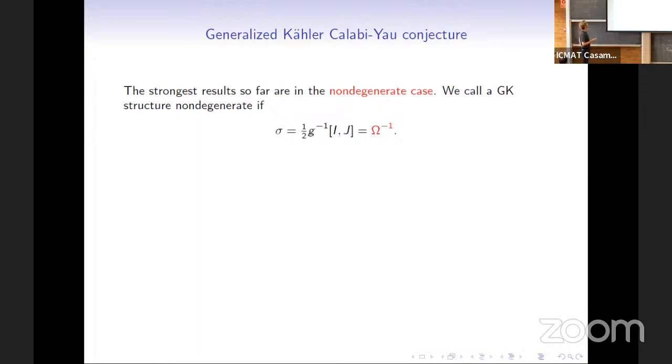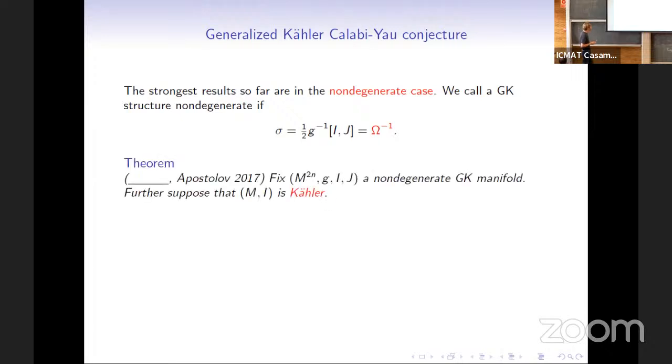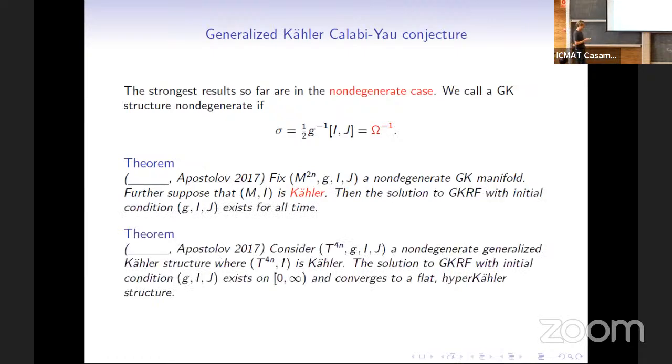So we proved some results a few years ago in this non-degenerate case when sigma is invertible. This was joint work with Apostolov. Here I start with this non-degenerate generalized Kähler manifold, so sigma is invertible, and I do impose the hypothesis that the background is Kähler, not the metric, but just the background is a Kähler manifold. Then we can prove the global existence, and we also prove some weak convergence, but let me leave that off. In some restricted settings, like the 4-torus, we can indeed prove the convergence. So the solution is global, and it converges to a flat hyperkähler structure.